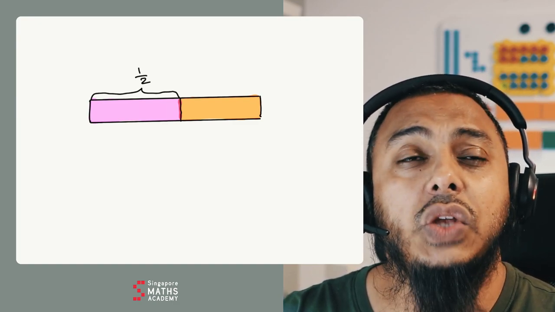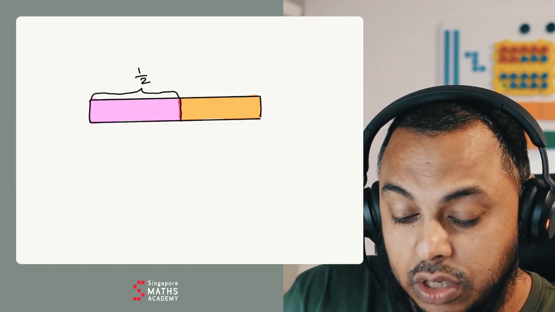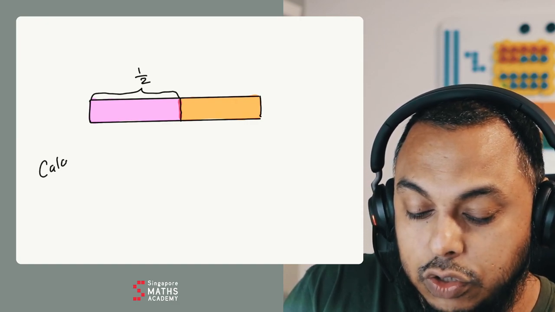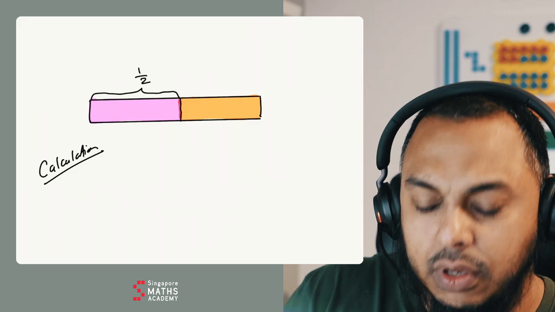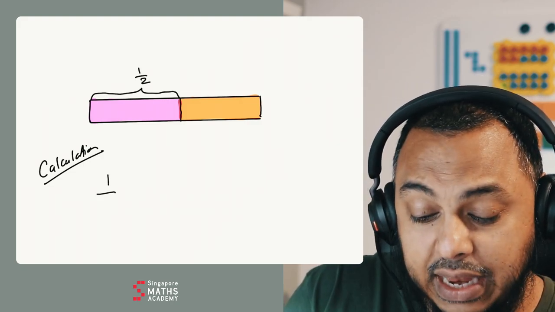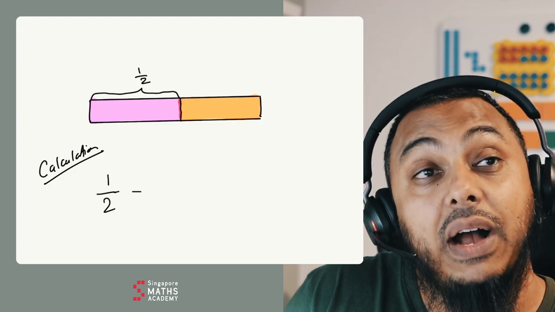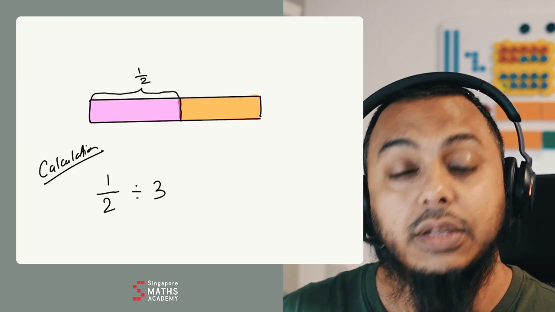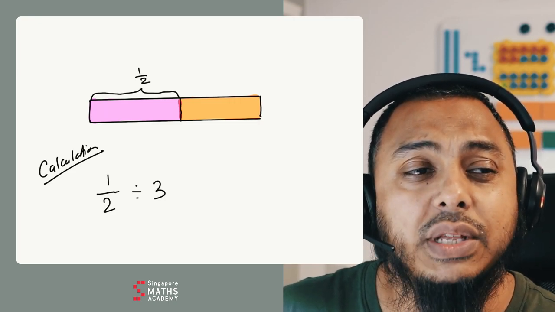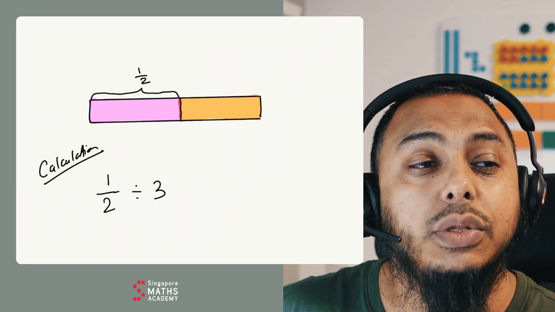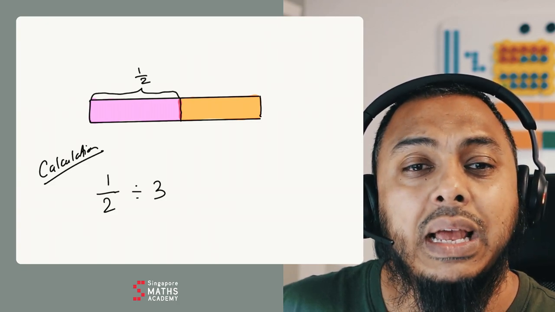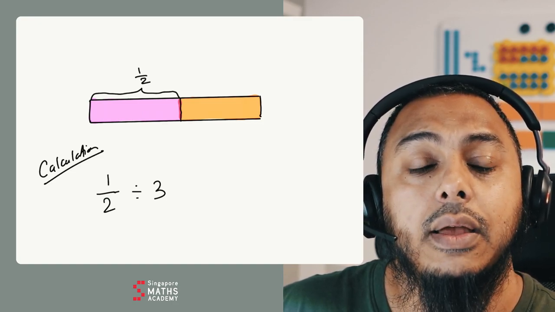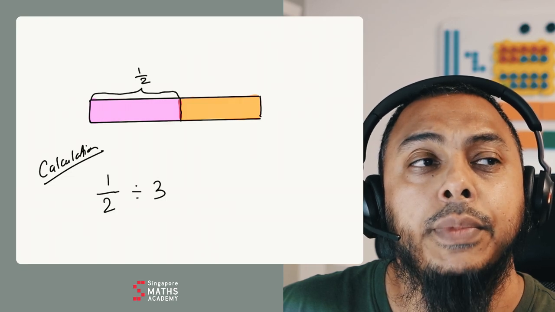How am I going to share half a cake amongst 3 people? So the calculation is going to be, what's it going to be? It's going to be a half a cake divided by 3 people because I'm going to share it amongst 3 people. So I'm going to pause there for a second, okay? I want you to think about this question. How are we going to share half a cake amongst 3 people?